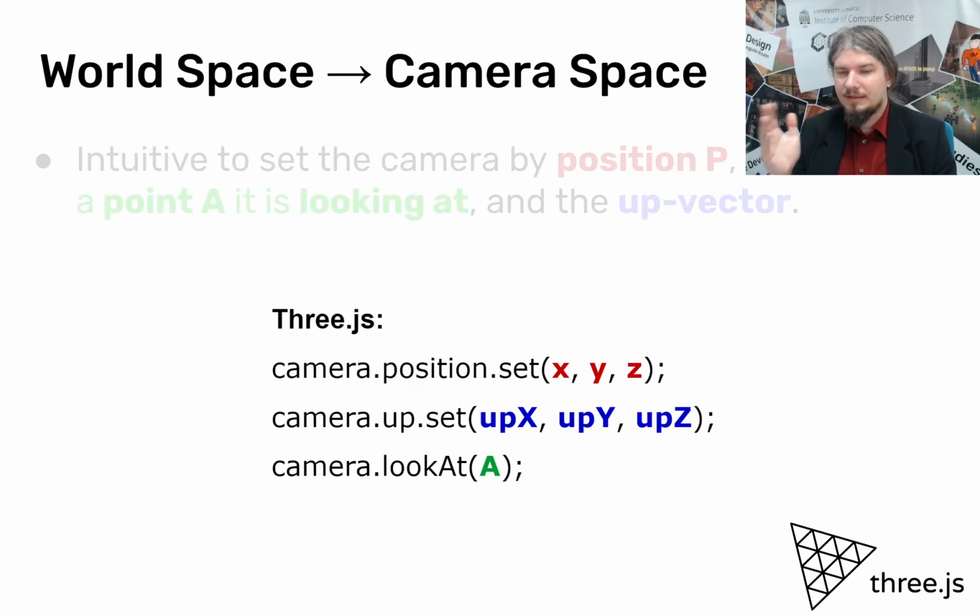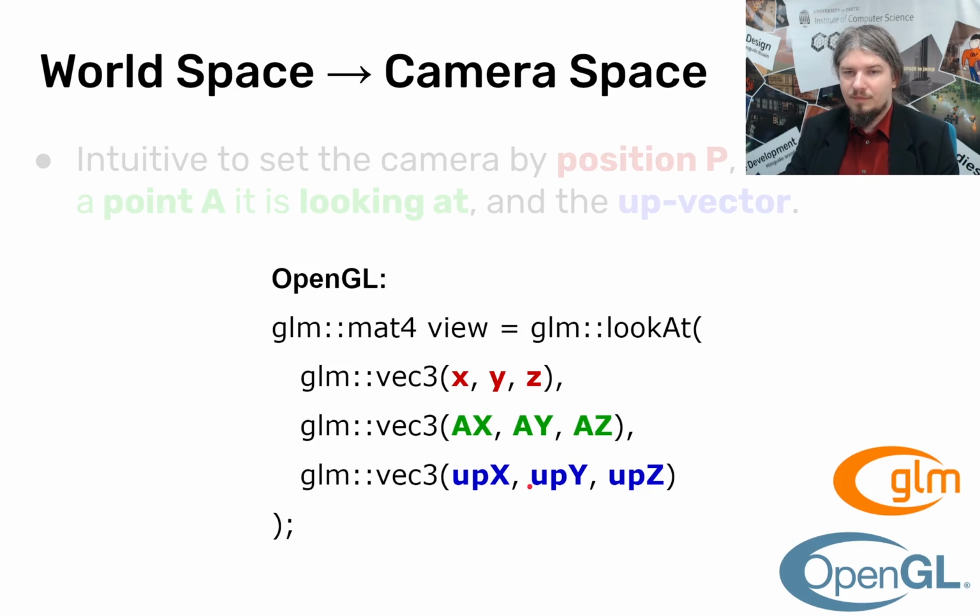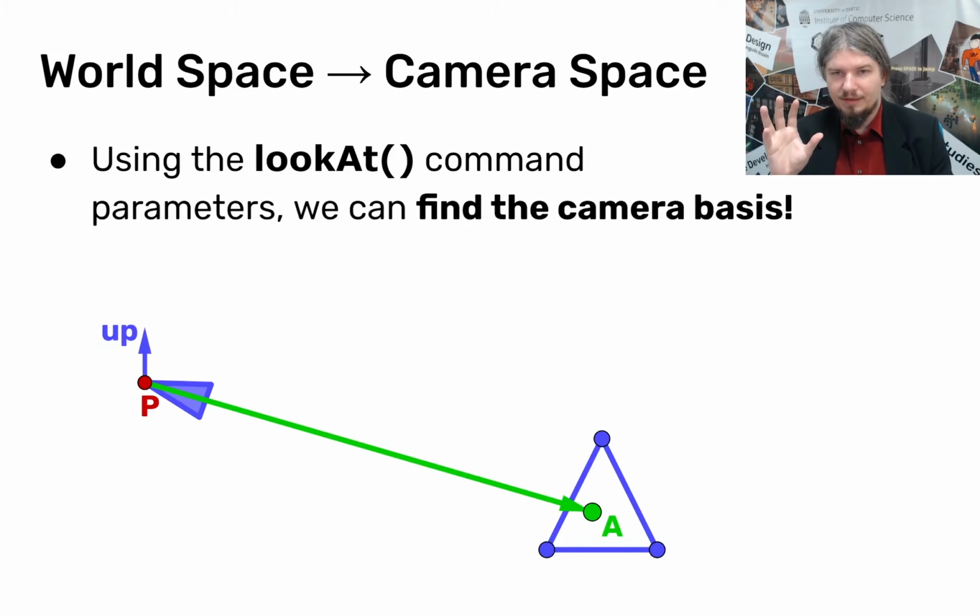In different libraries, this is exactly what is done. You have a position for the camera, you set its coordinates. You have this up vector, you set its coordinates, and then you have a point that the camera is looking at. In OpenGL and the GLM library, it's exactly the same. This lookat command, you have to give it 3 vectors: the position, the point it's looking at, and the up vector. When we have this lookat command and its parameters, we can find the camera space.